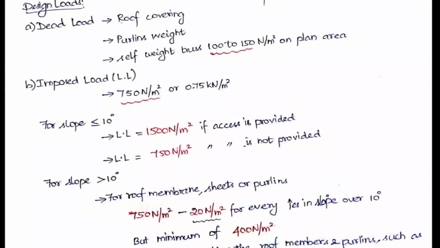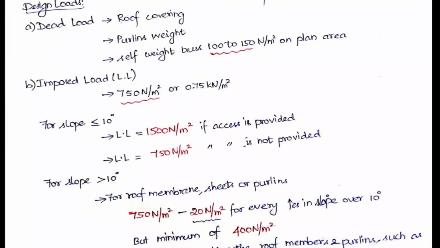So the first basic is dead load. Here the roof covering will provide some load, the weight of the purlins will give some load, and then there is the self weight of the truss. So it is taken as 100 to 150 Newton per meter square on the plan area, okay? So based on the plan area, we'll be calculating the self weight of the truss. So all these 3 loads give you the combination of dead load. And the next is the imposed load. Imposed load means it is live load only. So if nothing is mentioned regarding the slope and they are asking, the basic value is 750 Newton per meter square or 0.75 kilonewton per meter square, okay?